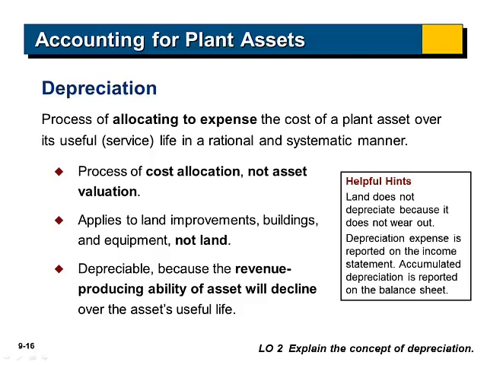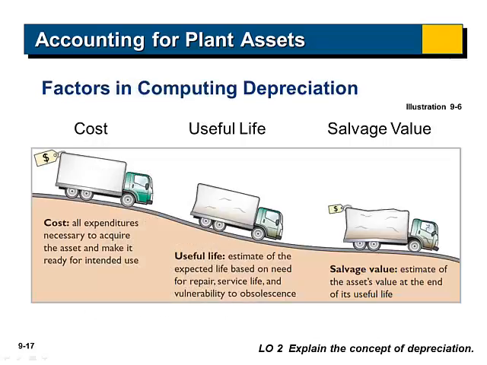So our personal assets depreciate. Businesses have assets that depreciate as well. It applies to land improvements, buildings, and equipment. And like I mentioned in an earlier slide, land does not get depreciated. Things are depreciable because the revenue-producing ability of the asset will decline over the asset's useful life. So we need to spend some time talking about depreciation and how we calculate it.